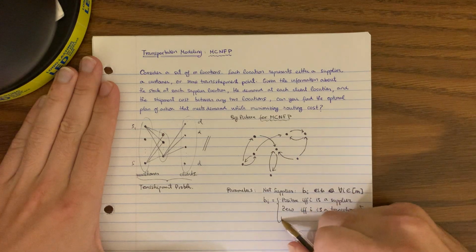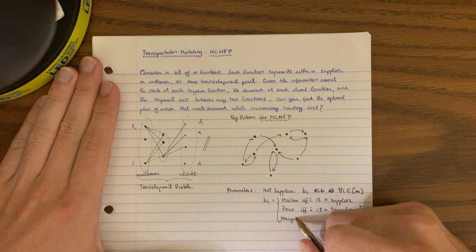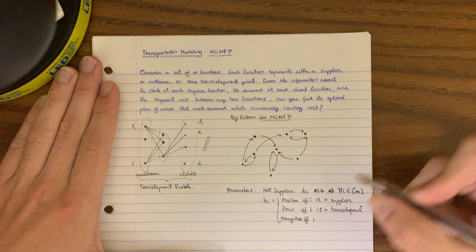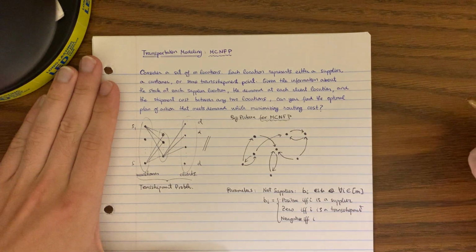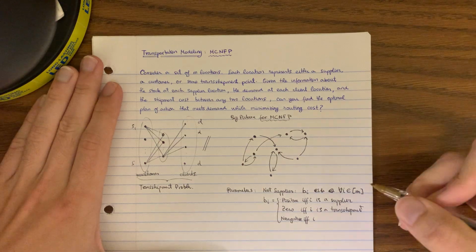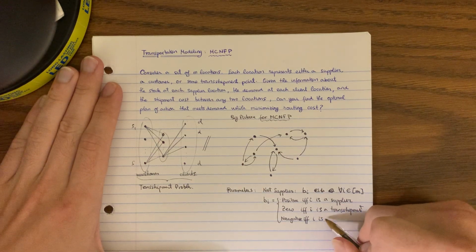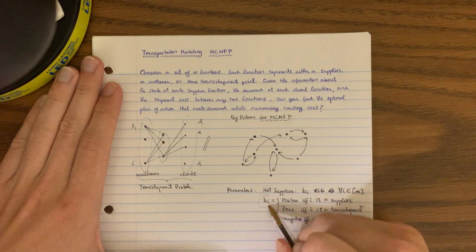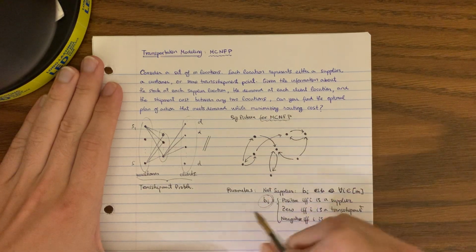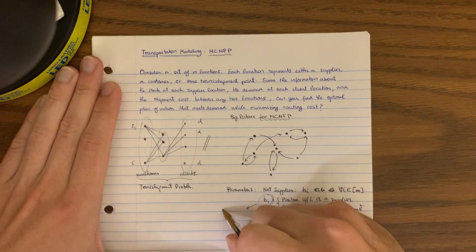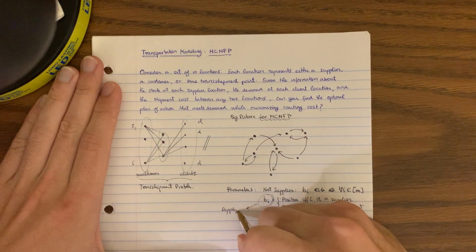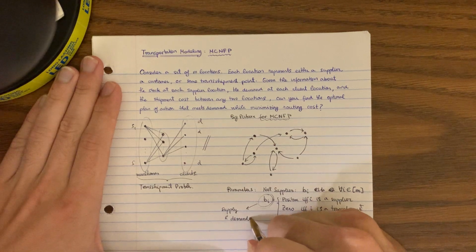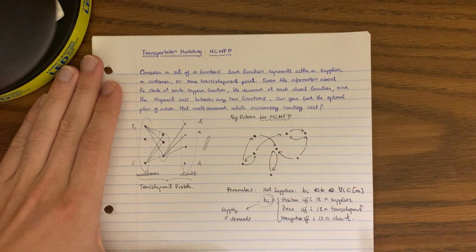And it's going to be negative if the location I is not a supplier and it's not a transshipment point, if it's a client, right? So in a way, we're using a single parameter to represent supply and demands all together. Make sense?